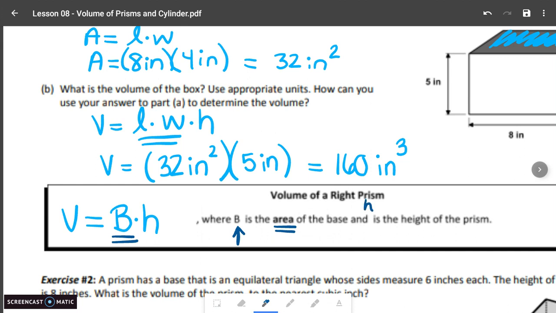Now, capital B is different from the lowercase b that we saw in the previous lesson. It's confusing that they use the same letter, but because so many different things in mathematics have a letter as their shorthand, it had to be double. So that capital B always has to be the area of the base.